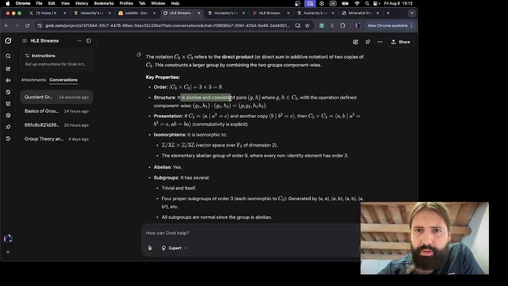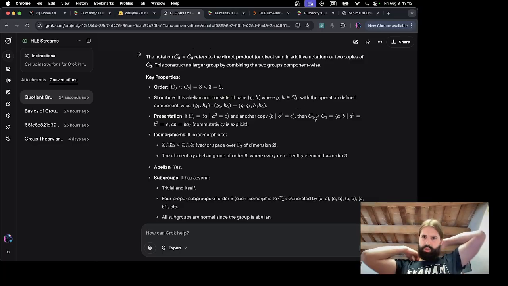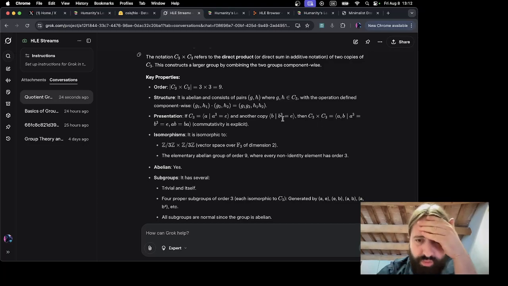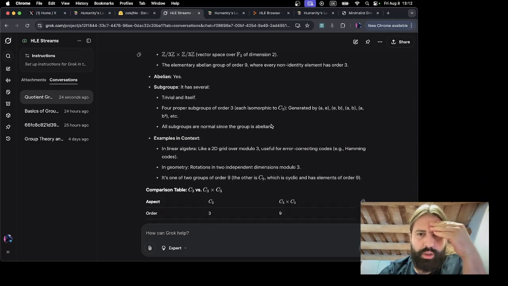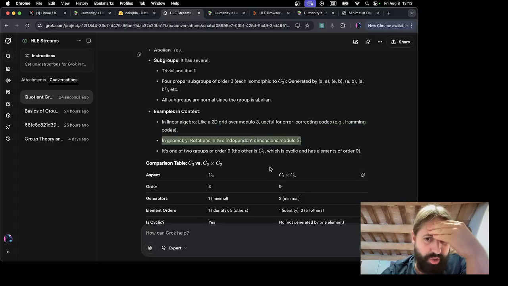It consists of pairs (G, H), where G and H belong to C3. Okay, so you kind of have two groups. But how do you construct these? It joins rotations in two independent dimensions modulo 3. Interesting, it's kind of like adding another dimension to it.